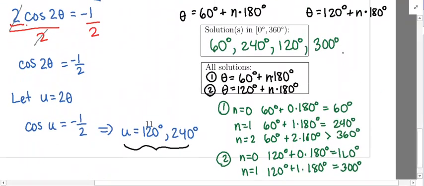Here they are: 60 degrees, 240 degrees, 120 degrees, and 300 degrees. And using these two general statements for all the solutions, just pick any integer, pop it in, and you will get a solution to the original equation.